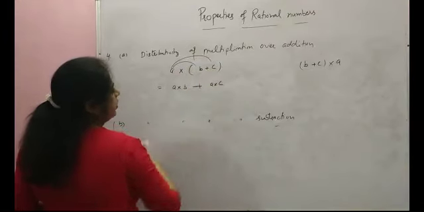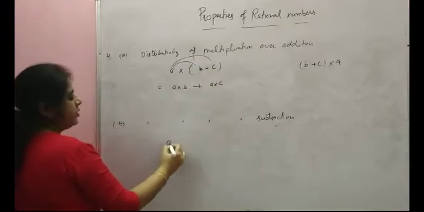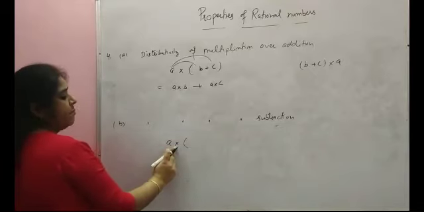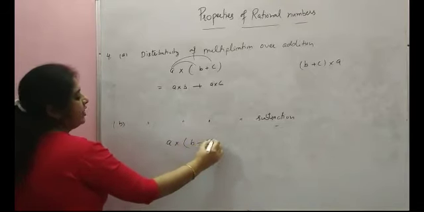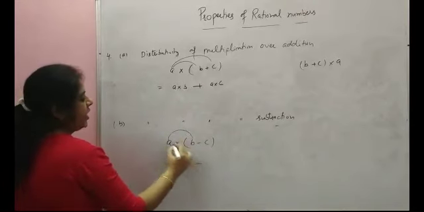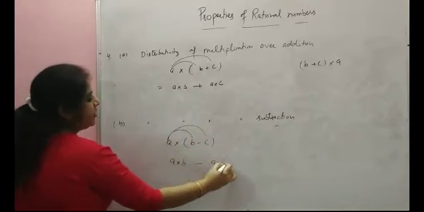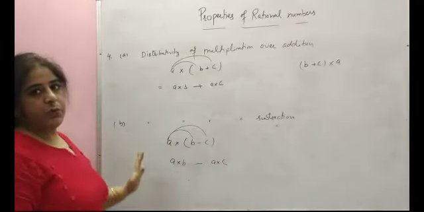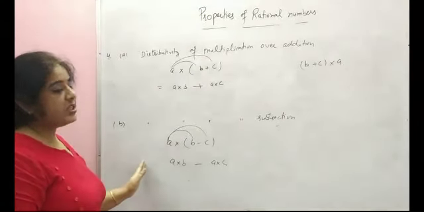Now what does subtraction mean? Outside of the bracket we have multiply, inside we have subtraction. So what will it be? A multiplied by B minus A multiplied by C. We use these properties to make the calculations easy.